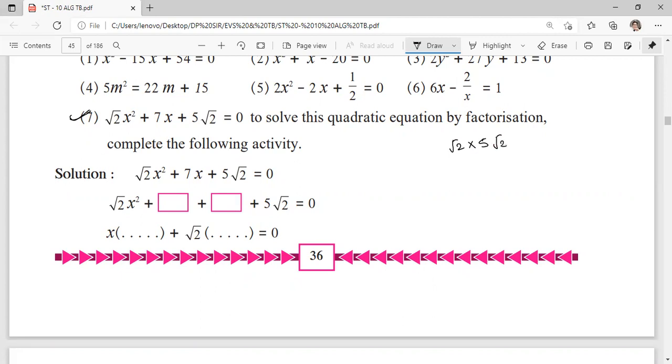So root 2 into root 2 is 2. Here it's going to be 5 into 2, which is equal to 10. And here I want 7. So 5 plus 2 is 7 and 5 into 2 is 10. So here will it be 5x plus 2x, isn't it? So here it's going to be x in bracket root 2x plus 5, and here it's going to be root 2 into root 2x plus 5.